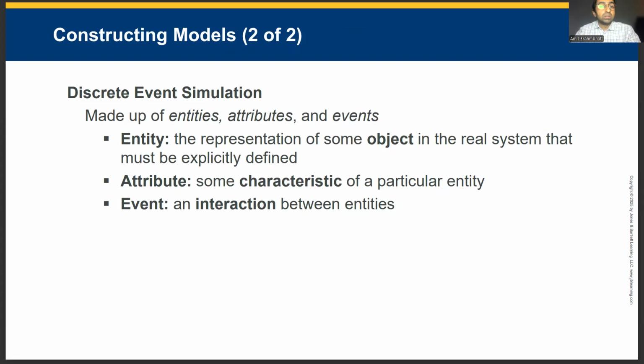Constructing models, discrete event simulation. Discrete event simulations break systems into entities, attributes, and events. Entities represent objects like customers or cars. Attributes describe characteristics such as arrival time or size. Events are interactions such as a customer entering a line or a machine finishing a task. This method works well for systems where events happen at specific points in time, like manufacturing, logistics, and computer networks.